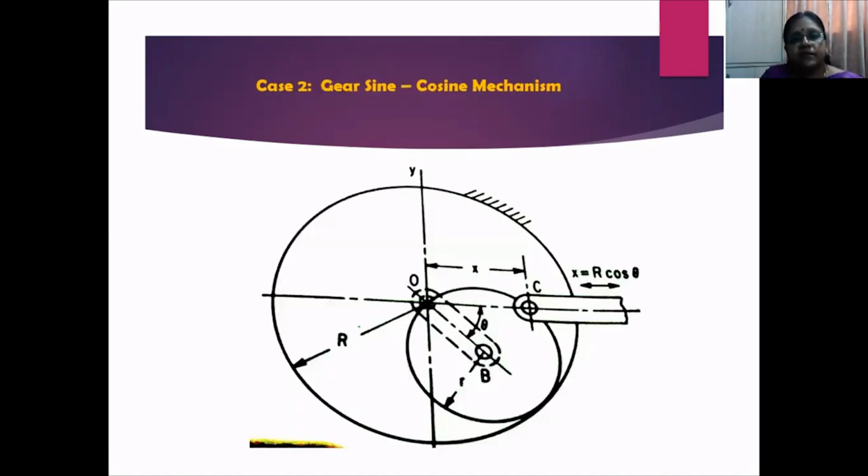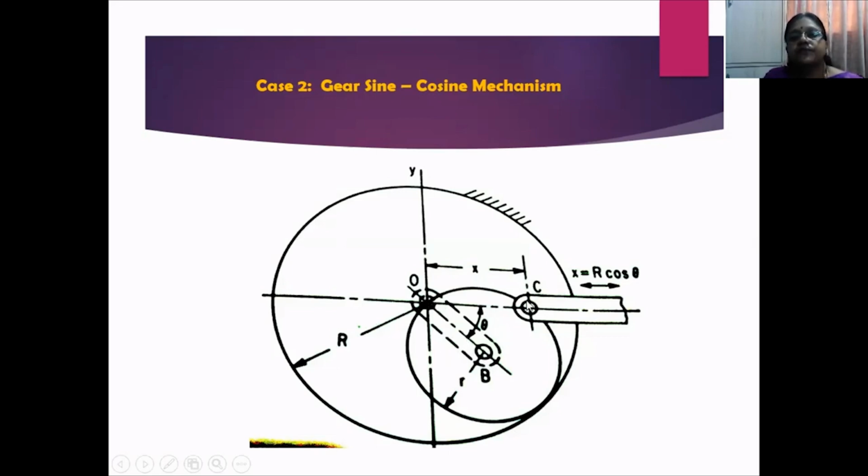Now, another interesting mechanism, a sun-planet mechanism, that is the gear sine-cosine mechanism. Here you are using both trigonometric functions simultaneously. Let me say the bigger circle is the sun gear, that is capital R. The smaller one is the planet gear, which has a radius of small r. A crank connects these two. This is the crank connecting both the sun and the planet.